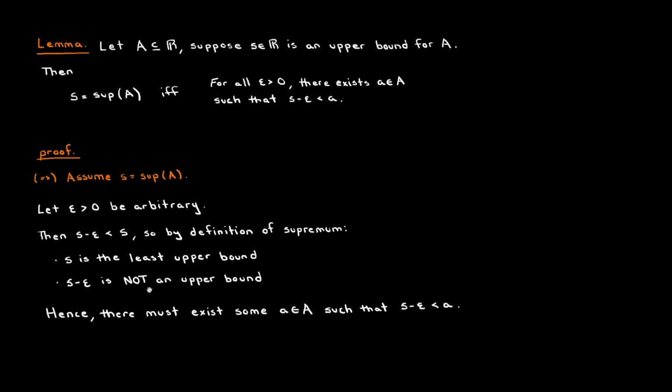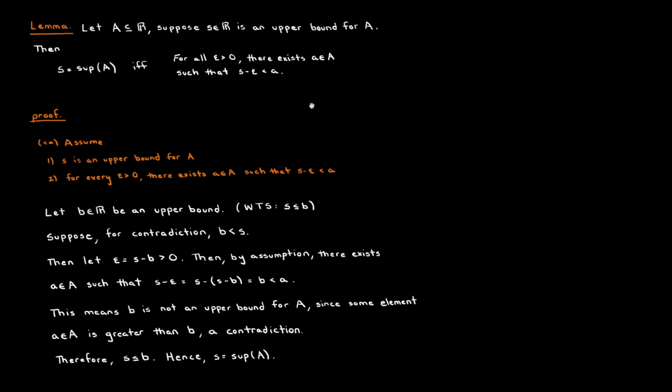And then what does it mean to not be an upper bound? That means there must be some member of my set that is strictly larger than S minus epsilon, and that completes the forward direction. Now let's show the other direction.